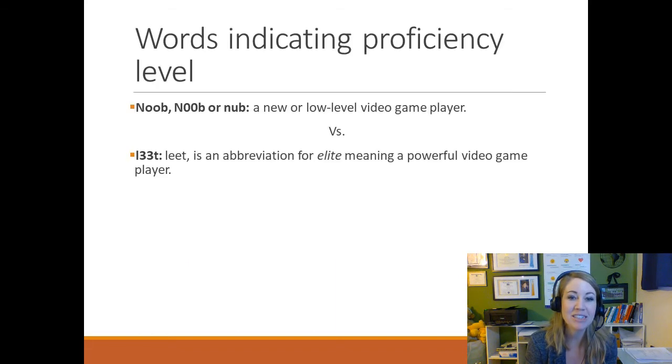So in the jargon set, we've got words that indicate proficiency level, like noob, which means that this person is a low-level gamer. They're probably not very proficient yet. And we've got versus elite player, which comes from the word elite, which represents high proficiency players or high proficiency gamers.